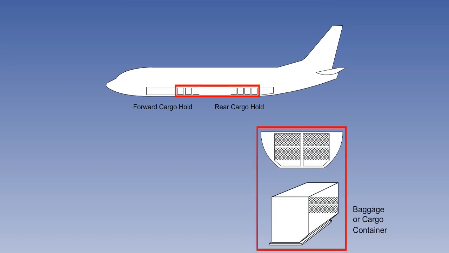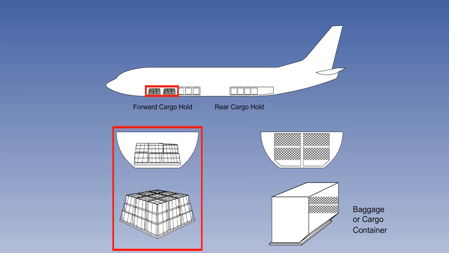Baggage and cargo can be loaded into standard-sized containers designed to fit and lock into the cargo compartments. The container on screen will have an individual maximum mass limit and an individual floor loading limit, mass per unit area.